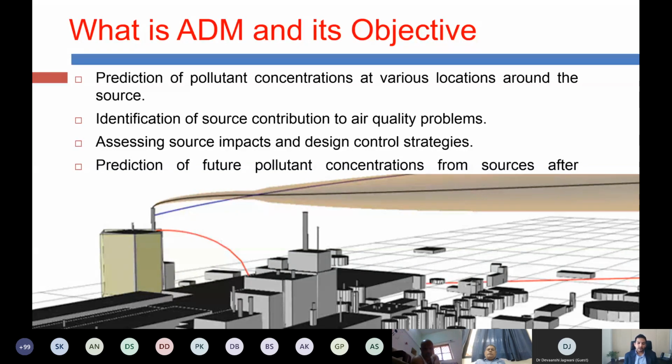When we talk about the prediction of pollutant concentration, it gives very meaningful ideas on how we can control emissions at the source and in the media, and how we keep receptors away from that, or design facilities accordingly.